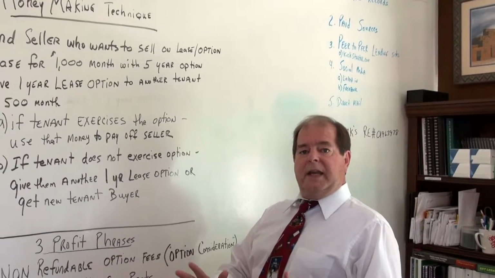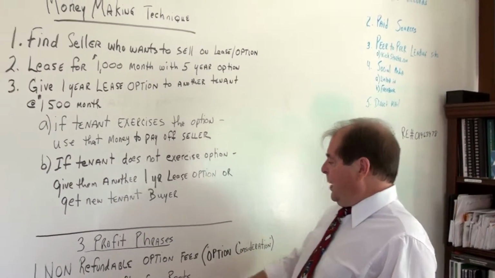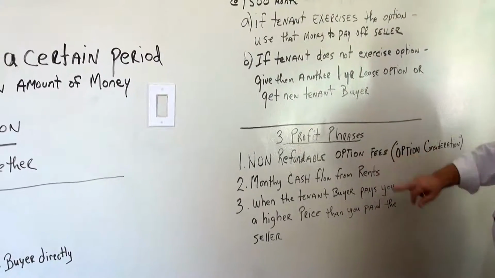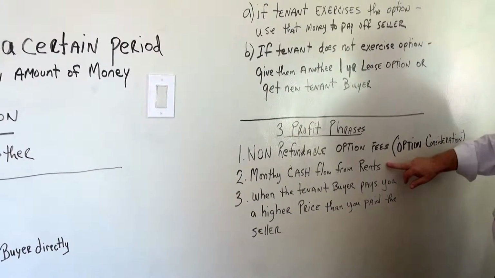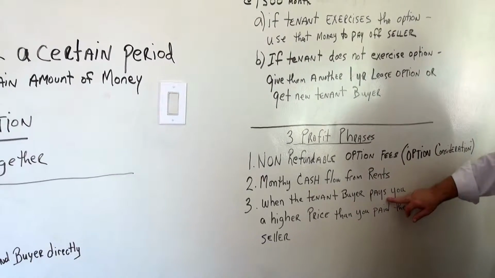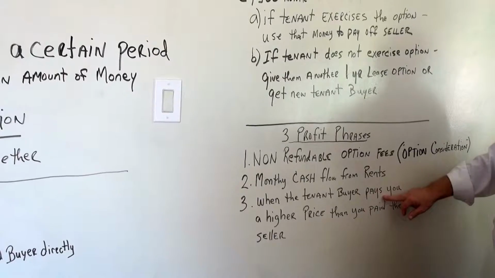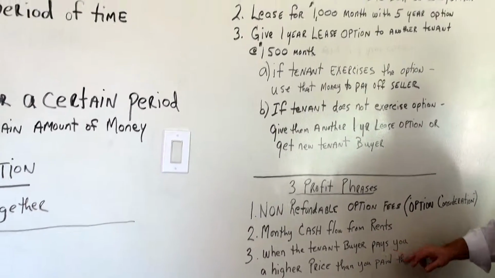So as you can see, we have made money in 3 ways. We made money on the non-refundable option consideration. We made money on the rents that we collected, and we're making money on the spread of what we paid for the property versus what the tenant buyer is paying for the property.